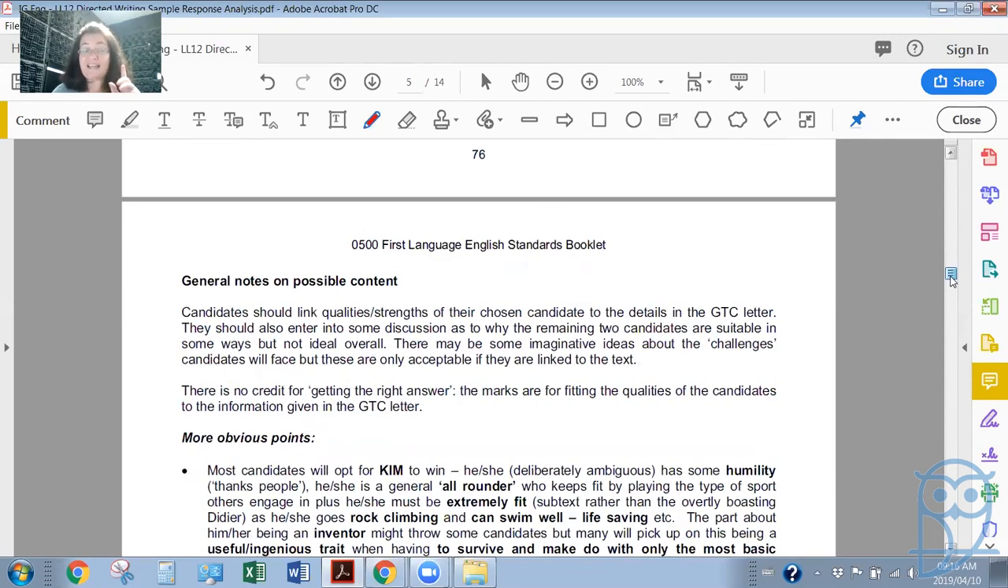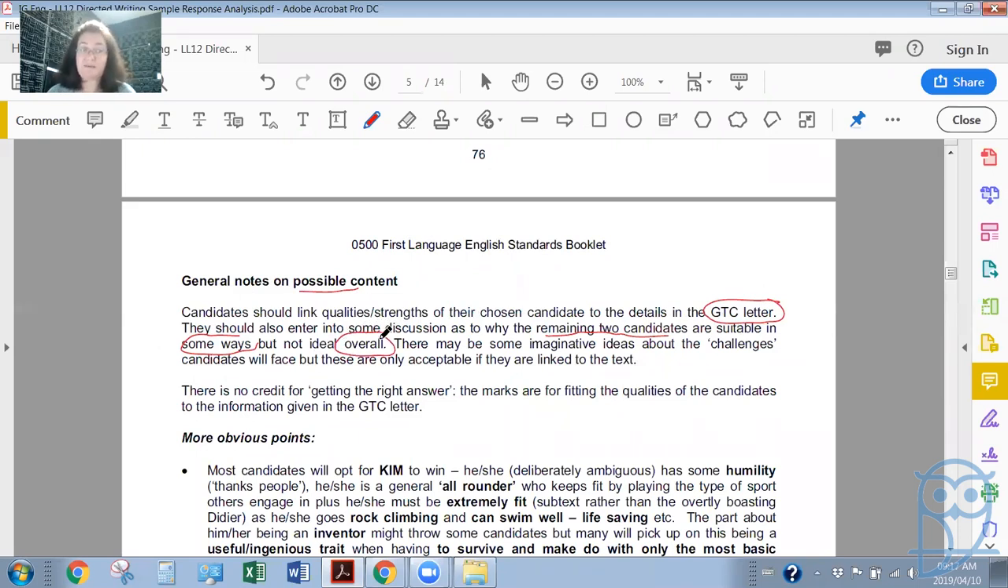Now, I just want to quickly touch on what the examiners will say. I can't go into every little thing because we are restricted for time as usual. But general notes on possible content. This is what they would recommend you should do, or this is what they are saying students did, or what they should do. Okay. Candidates should link qualities and strengths of their chosen candidate to the details in the GTC letter. So you'd have to look at that letter closely, look at what they want. They should also enter into some discussion as to why the remaining two candidates are suitable in some ways, but not ideal overall.